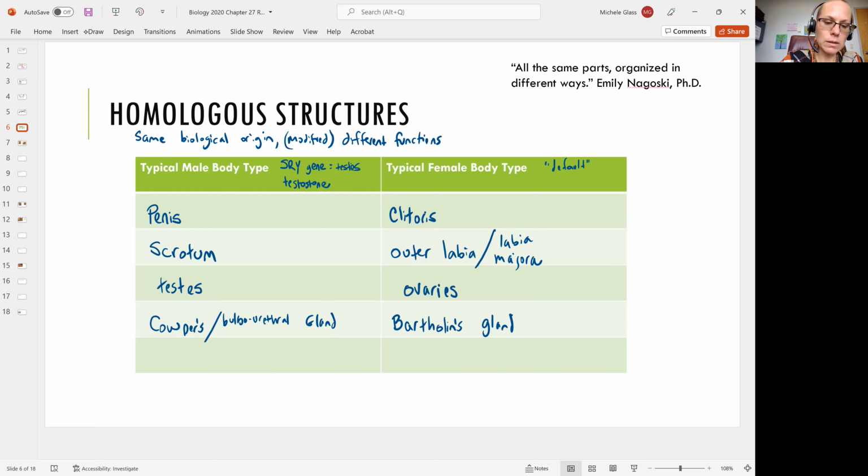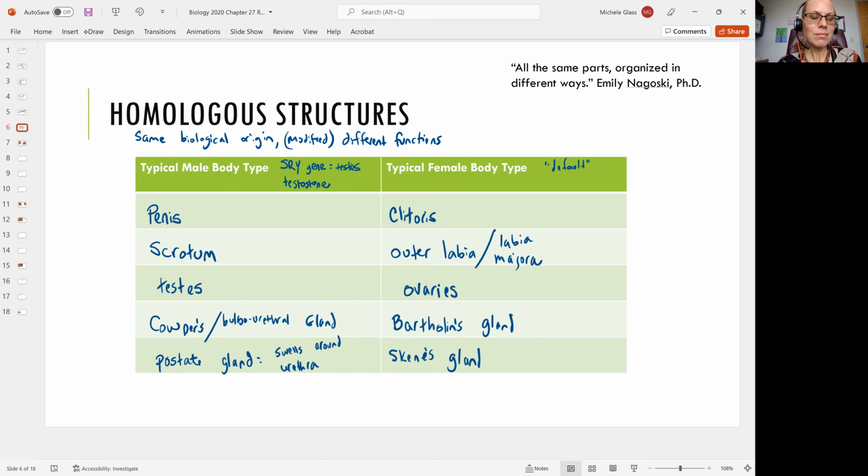And then the last is the prostate gland, which we find in the male. So here we're going to see it swells around the urethra, preventing urination during intercourse. But we'll see the Skene's gland in the female body type having the same sort of function. So, I didn't go into a lot of detail about what these different functions are, but what we're seeing here is that these are all derived from the same tissue.